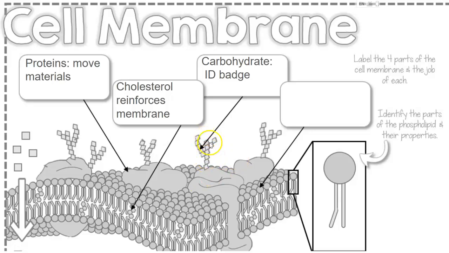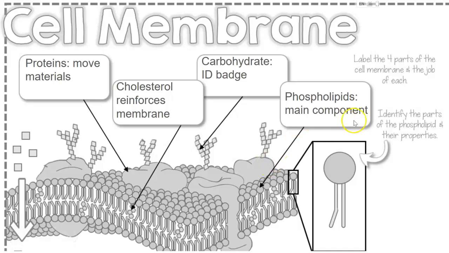Sometimes we have these carbohydrates hanging out. These serve as an ID badge. They tell other cells and other things in our bodies what kind of cell it is, maybe what kind of virus it has recently encountered. And so these carbohydrates, again, another macromolecule, serve as an ID badge for that cell. That's a little more than you need to know about that, but it's important because you see the role of different macromolecules coming into play in cellular function.